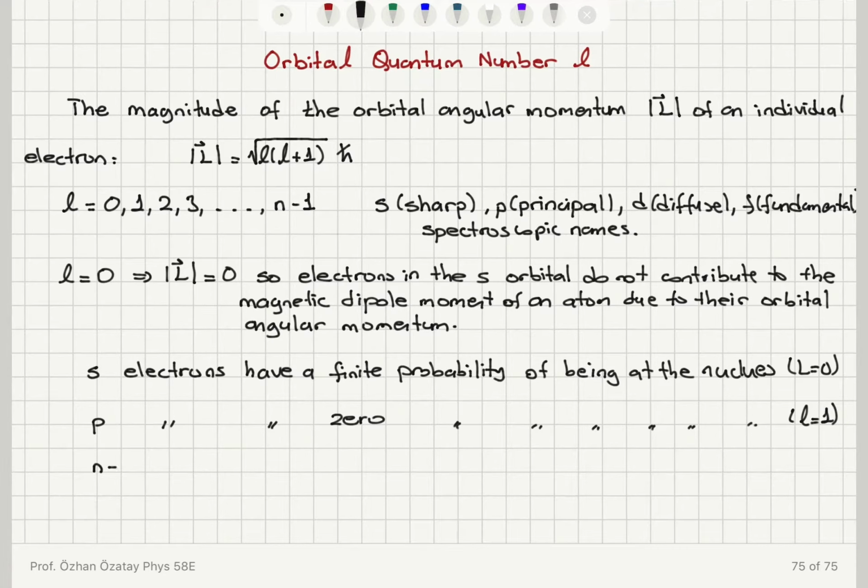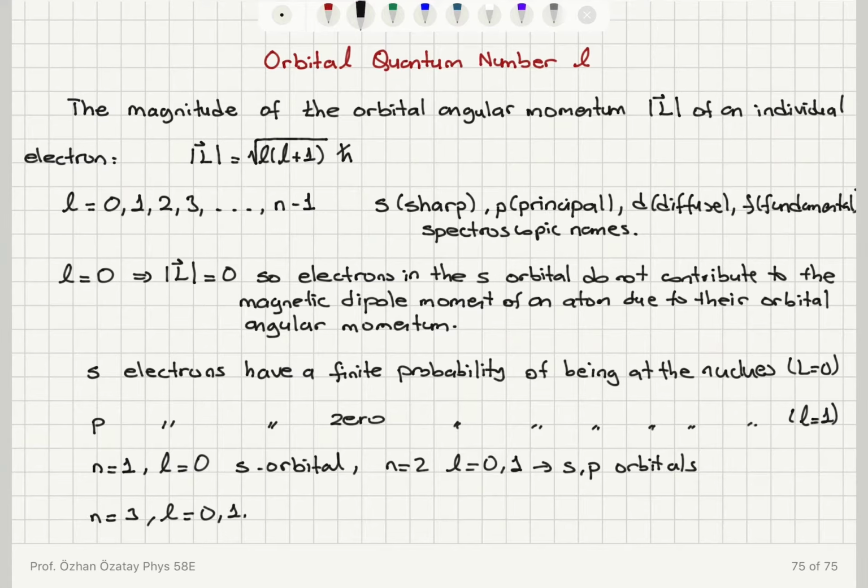So n equals 1 gives us L equals 0 as the only possible value of L, so that is our s orbital. n equals 2 gives us L equals 0 and 1, so s and p orbitals are possible. n equals 3 gives us L equals 0, 1 or 2, which means s, p, and d orbitals are possible, etc. That's how we see the hierarchy of orbitals.